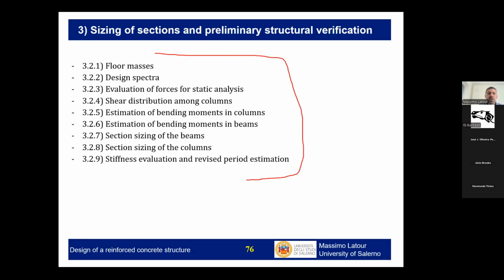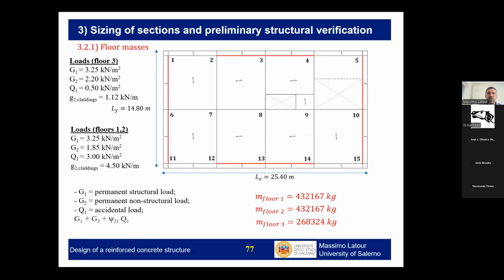First of all, we have to define the masses because we are interested in the seismic forces. So let's consider the loads in the first and second story of the building, which are the ones that I listed before, and the loads in the top story of the building. Let's estimate the total masses: we multiply these loads by the area to get the total mass of the framing. Of course, for the first and second story, more or less, we will have the same masses.